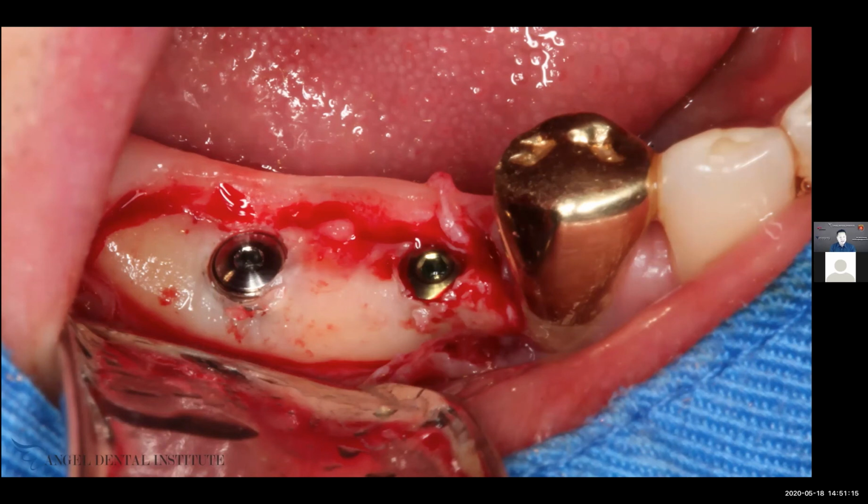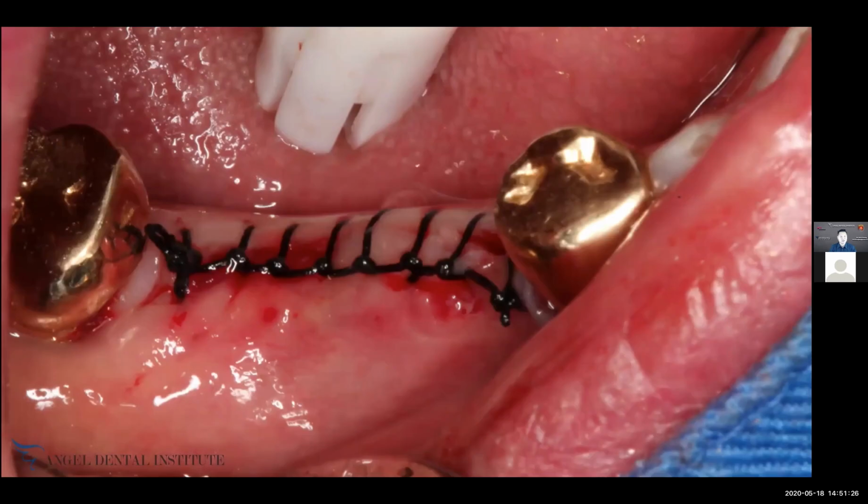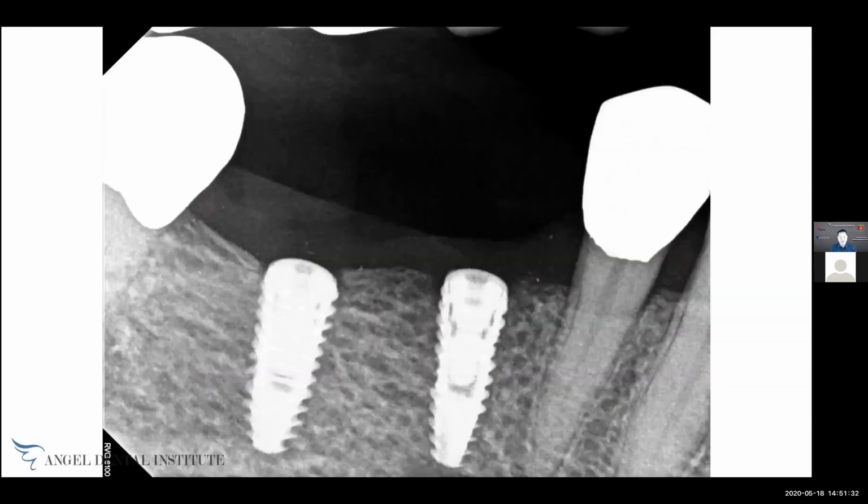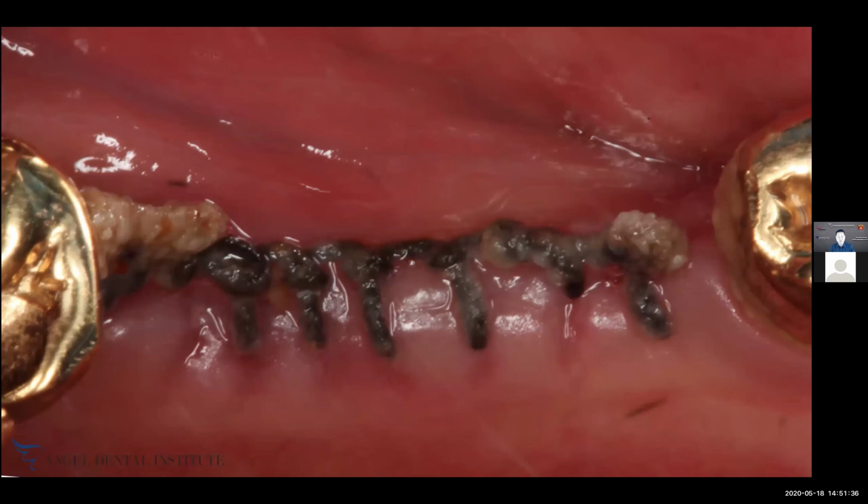So here you could see, hopefully, that I submerged the top of the platform 0.5 to 1 millimeter subcrestal. Cover screw and suture. This is a silk suture. I just did a continuous interlocking, and then the final radiograph. This is 2 weeks later. Just like Dr. Chen said, if you leave it 2 weeks, you'll come back with all this plaque on it. For sure, the patient's going to come back.